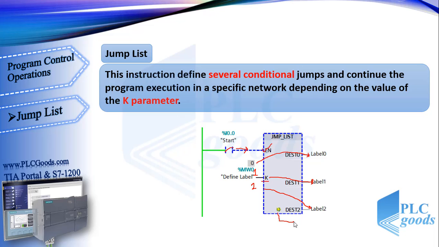We can increase network destinations up to 32. Pay attention, if the K parameter is greater than 31, for example 40, the program doesn't jump, and the CPU executes the program from the next network.